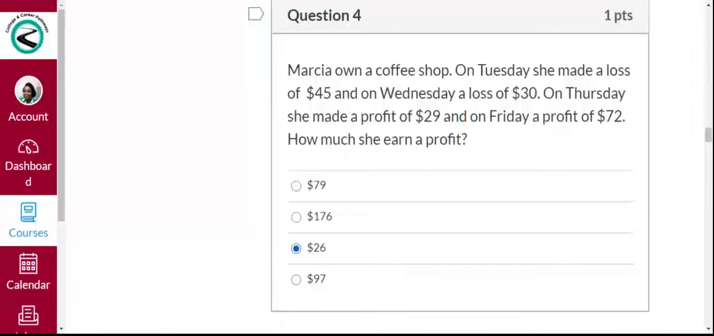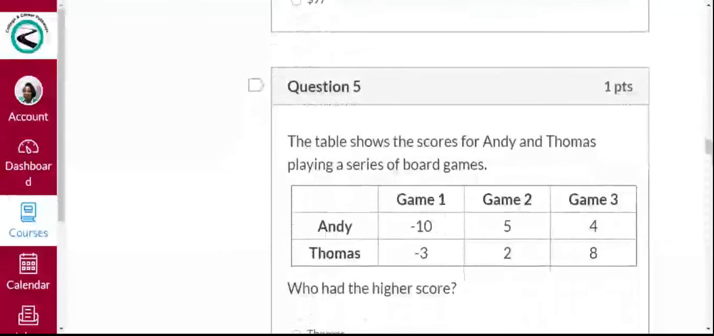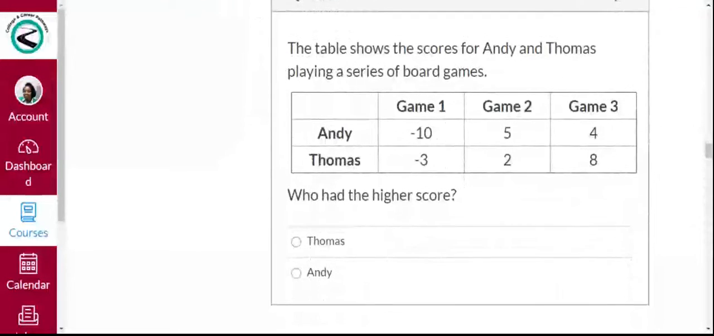Positive 26. Sometimes when I have these problems and I write the problem out, one of the strategies that I like to use, especially if it's adding or subtracting, is combining the signs and then taking the difference. That way I don't have to take the difference so many times. So on question number 5, the table shows the scores of Andy and Thomas playing a series of board games.